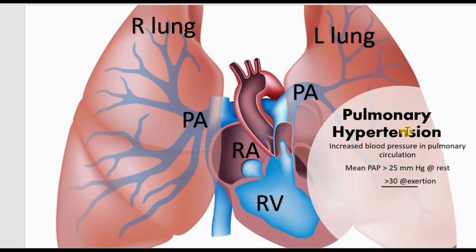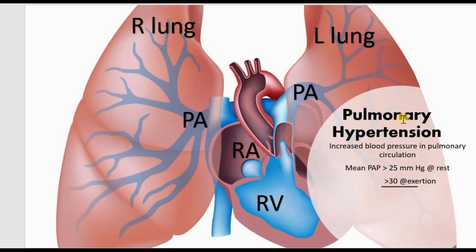So pulmonary hypertension is defined by increased blood pressure in pulmonary circulation. Just like systolic, diastolic and mean blood pressure, if the mean pulmonary artery pressure is greater than 25 mm Hg at rest or greater than 30 at exertion, it is called pulmonary hypertension.